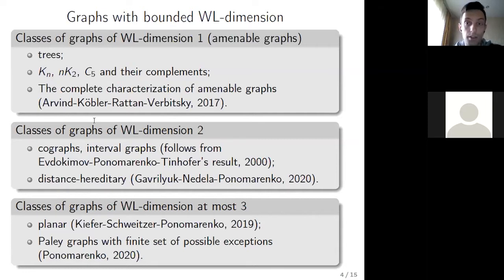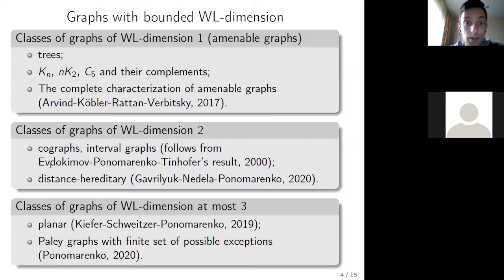It seems that to obtain the complete classification of all graphs of Weisfeiler-Leman dimension even 2 is a hard task. But for some classes of graphs, it is known that their dimension is equal to 2. For example, cographs have dimension 2. I recall that a graph is defined to be a cograph if it does not contain the path of length 4 as an induced subgraph.